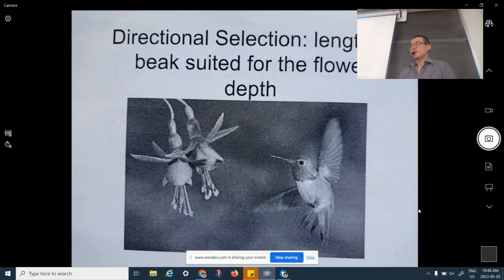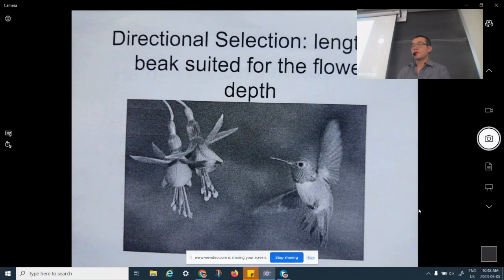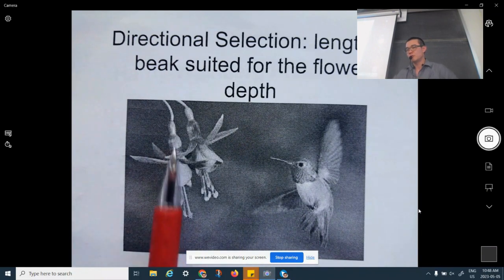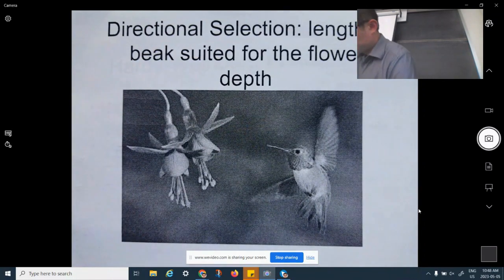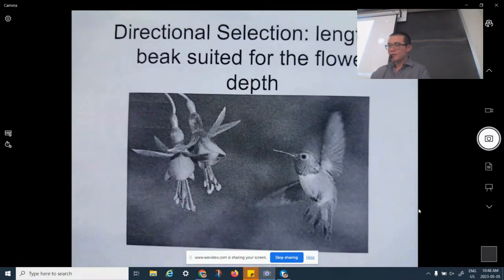Okay, so directional selection. Let's look at some examples. Directional selection, for example, hummingbirds. The length of the beak, because they feed on the nectar of the flowers, is usually selected for closer and closer to the depth of the flower that they need to reach. Okay? Another example is this one here.